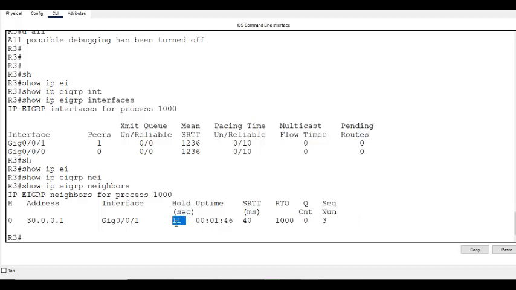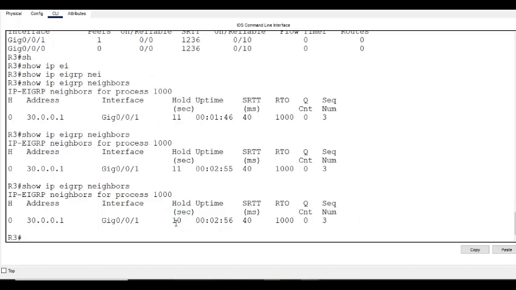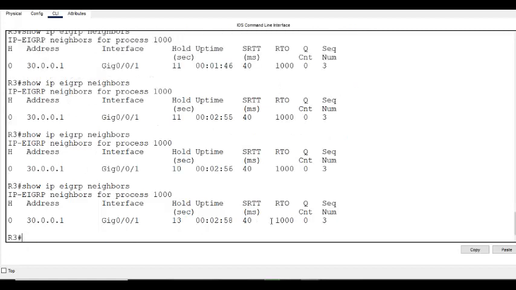If it stops sending, who is this 30.0.0.1? Router 2. If it stops sending hello packets, then this countdown timer will go to 0 and the neighbor will vanish. You understand?